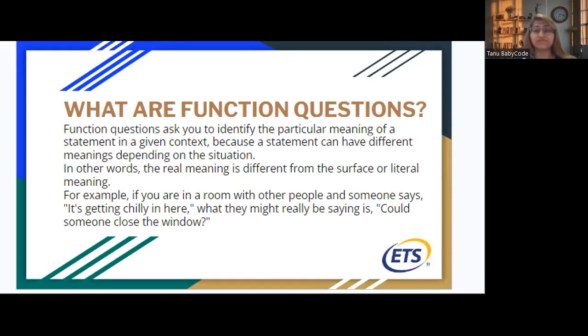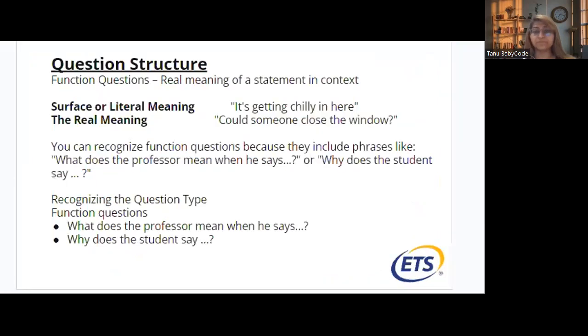For example, if you are in a room with other people and someone says, "It's getting chilly in here," what they might really be saying is, "Could someone close the window?" So the real meaning is different from the literal meaning. Function questions ask you to look for the real meaning of a statement in a context. The literal meaning is that it's getting chilly in here, but the real meaning would be, could someone close the window?